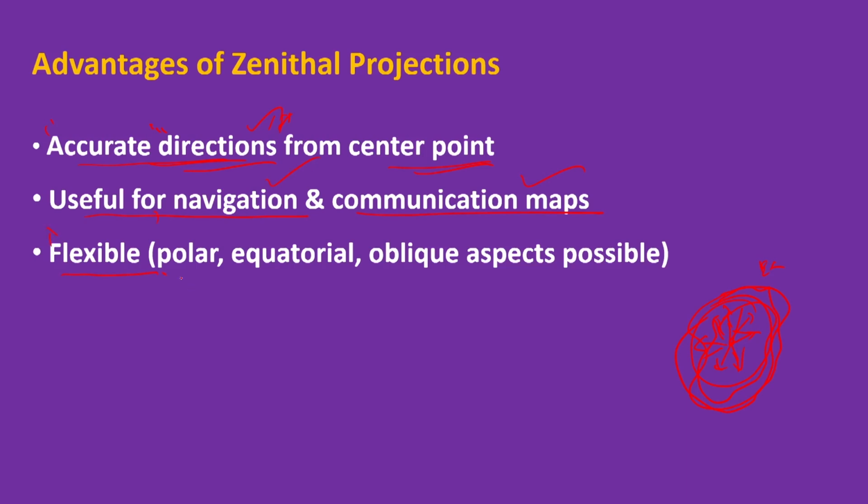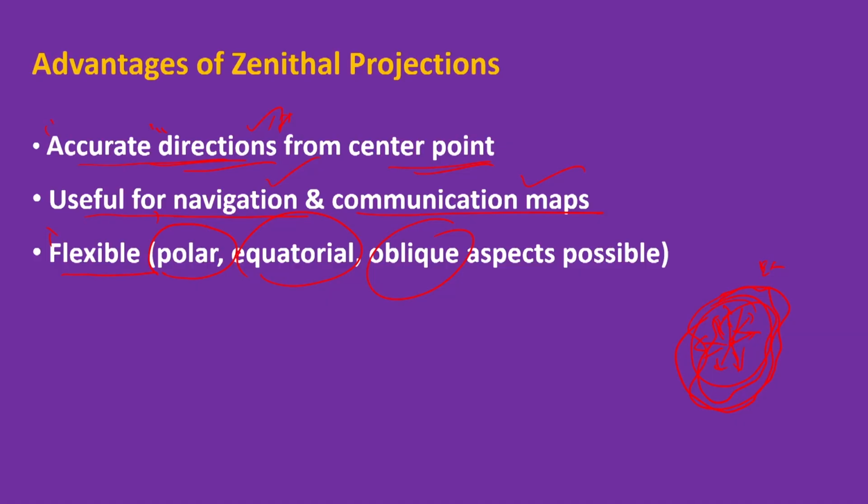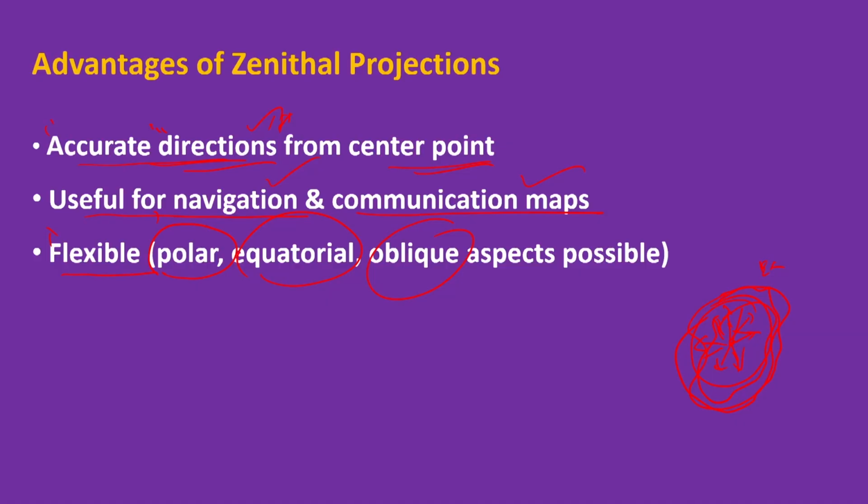When I say flexible, you can use it for polar, equatorial, or oblique. You can decide. If you want to work with polar, you can move it to polar, where you select one particular point. If you want to work with the equator, you select one point, and only that equatorial area alone gets projected. Oblique is in between polar and equatorial; if you want to choose any point there, you can. It is highly flexible. Depending upon your project and your need, you can shift anywhere in between these three.